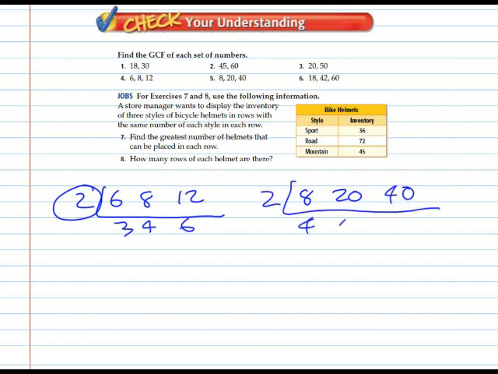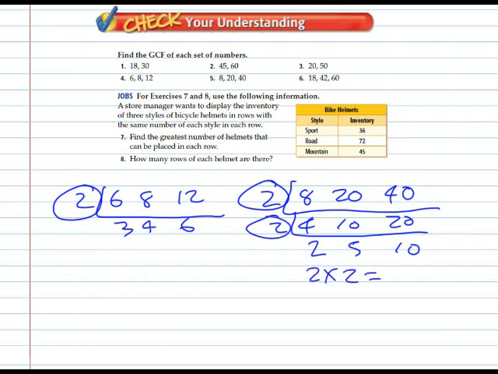8, 20, and 40. 2 is a common factor. 4, 10, and 20. 2 is a common factor again. 2, 5, and 10. 2 and 5 are prime. No common factors with 10. The greatest common factor here then is 2 times 2, or 4.